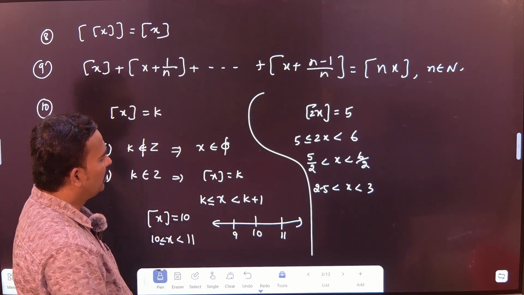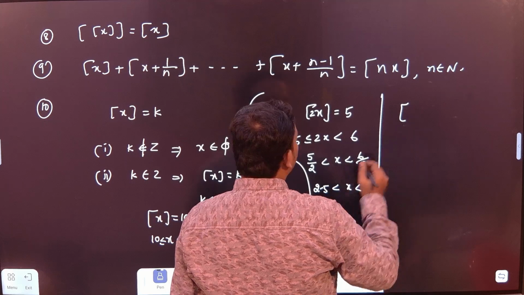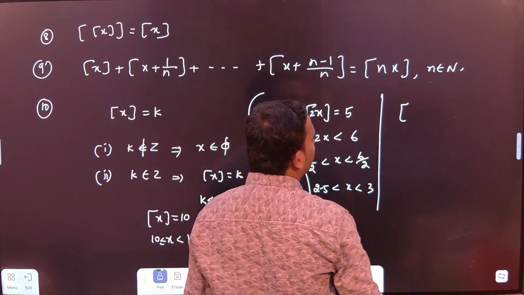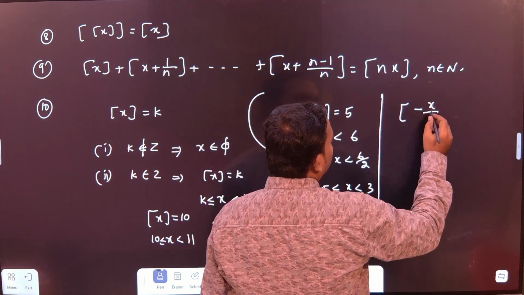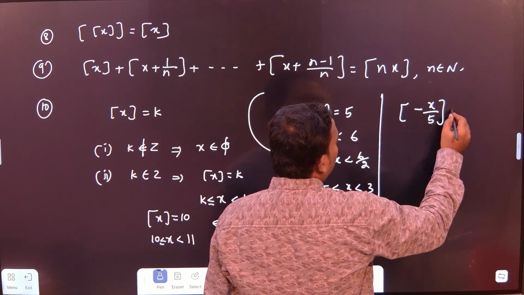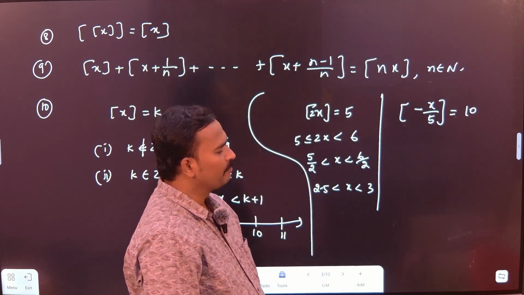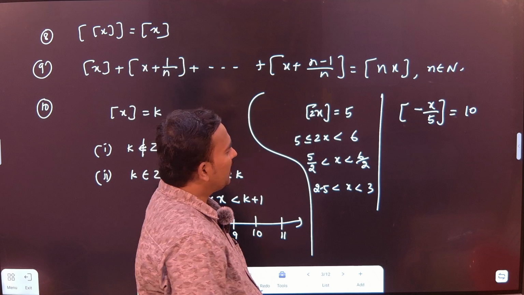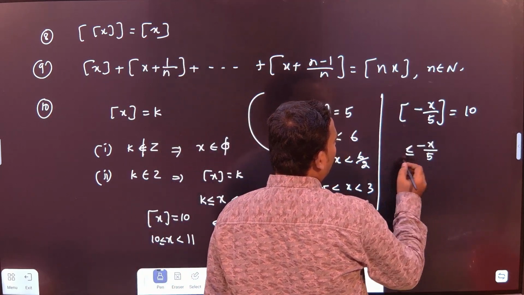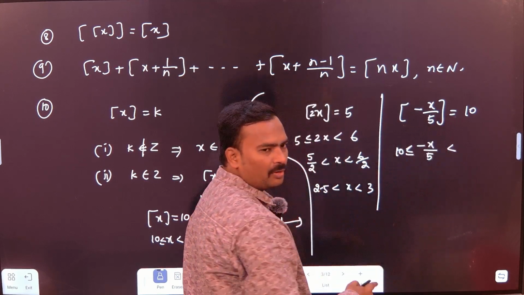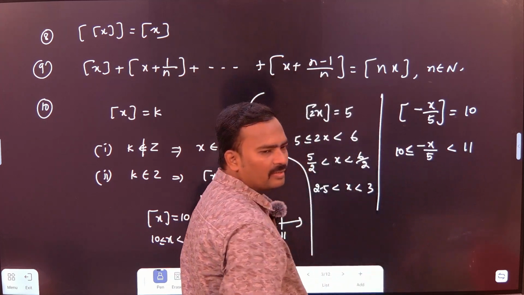Okay, so let's take another example. Let's take the greatest integer function of minus x by 5, and it's equal to 10. So how to find the x value? You know that minus x by 5 will be from 10 to 11, by definition, right? So we need to find the x value.